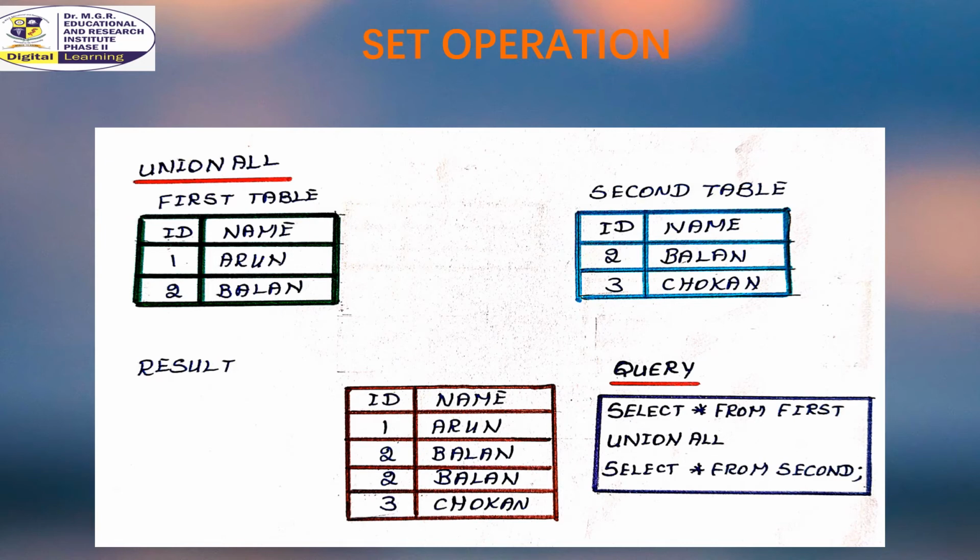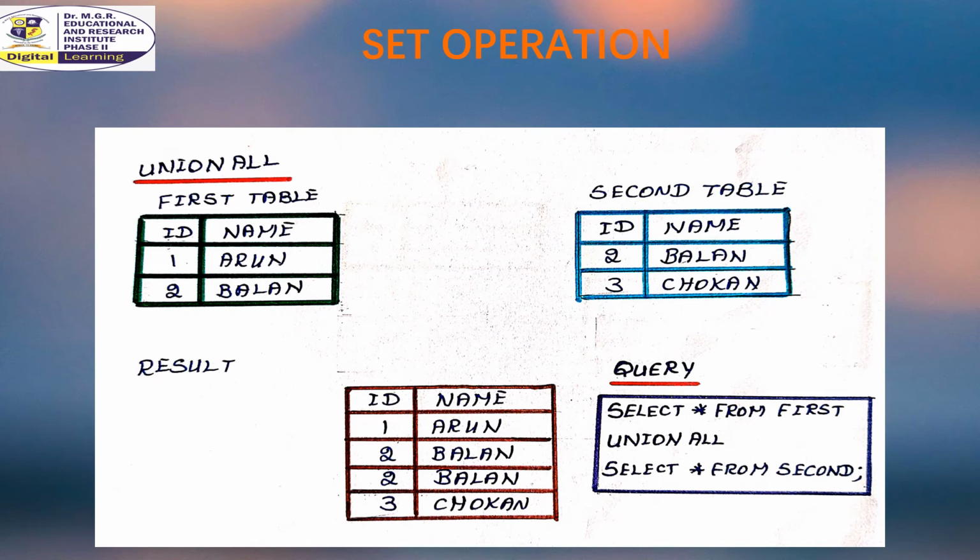In the first table, there are two records, 1 Arun and 2 Balan. On the other hand, the second table also has two records, 2 Balan and 3 Chokan. Now we will see the query that is to be used to combine these two tables, the first table and the second table. The query will be select star from first union all select star from second.